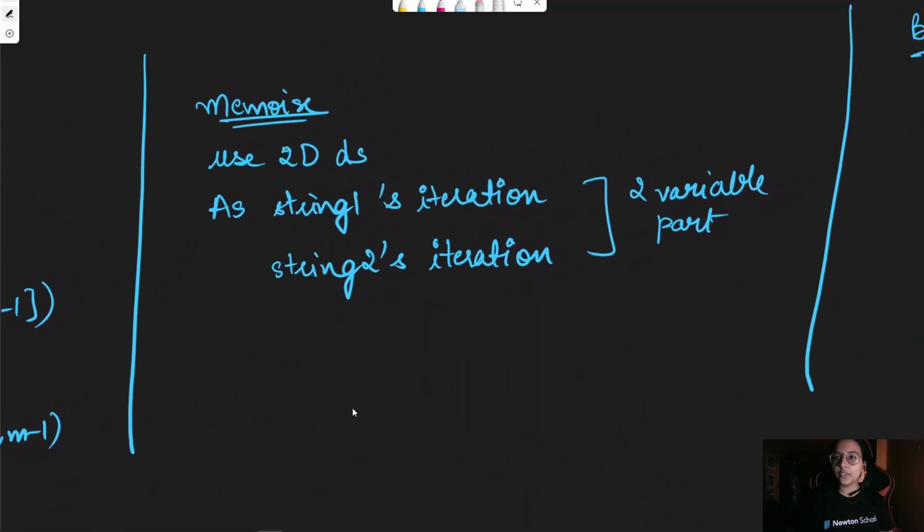And how are we required to memoize this particular solution? Because there are two variable parts, one is for the nums1 and the other one is for the nums2. So that's why we would be using a 2D data structure for storing our variable parts. And then I'll show you how we can come up with the same.